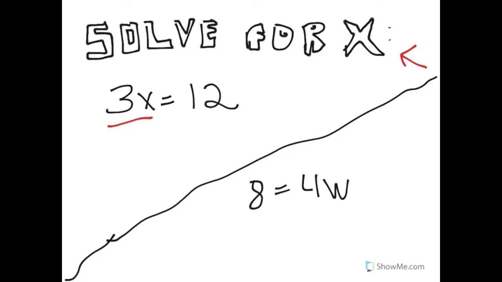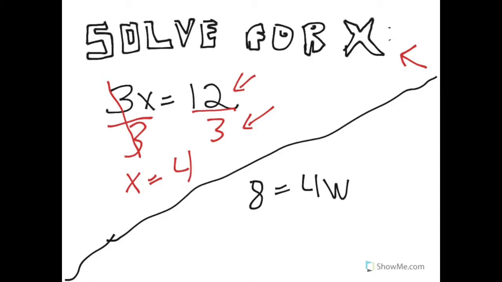Now we have multiplication, so we need to divide out the 3. And we're going to divide out the 3 on both sides. So these cancel out, which gives us x equals, and then we do 12 divided by 3. 3 goes into 12 4 times.